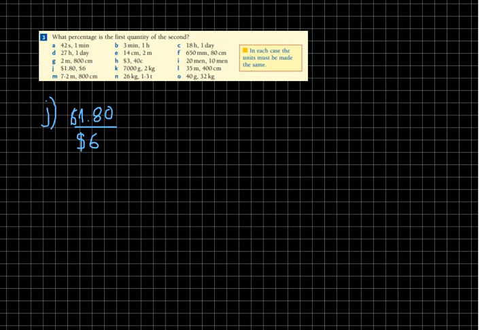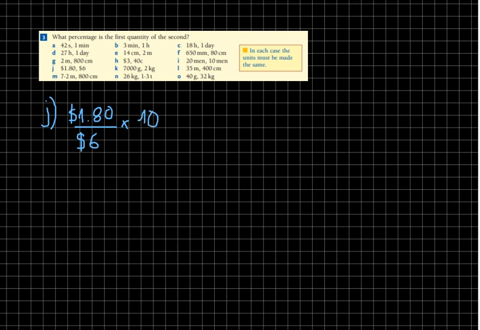Okay, by the way, that dollar symbol is quite awful. I'm going to change it. There, it looks better. And don't forget, we're going to divide the part by the total and then multiply it by 100.